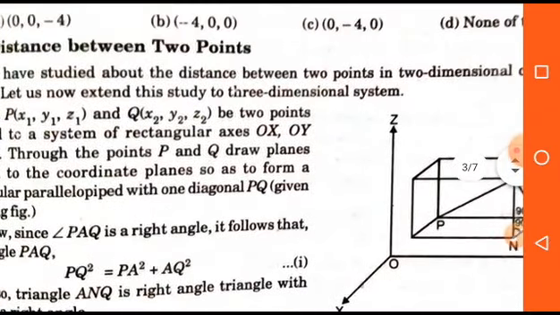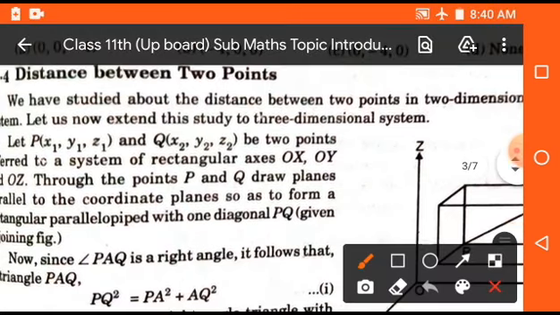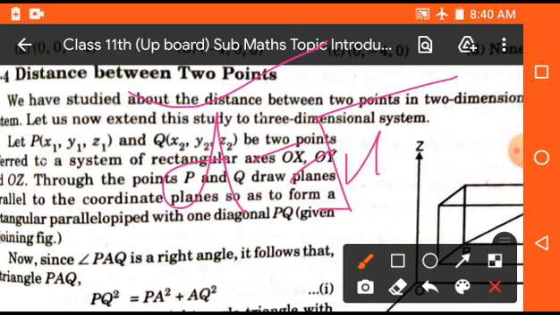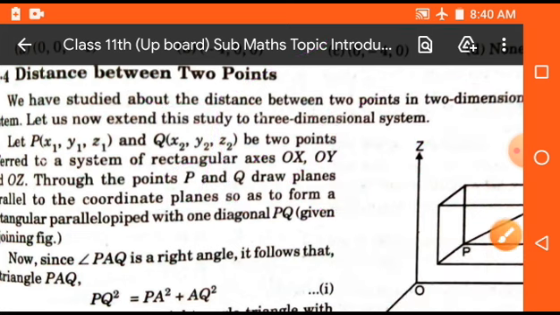Now we will discuss a most important formula, which is related to the distance between two points. As you know, in earlier classes you studied the distance between two points, and that formula was D is equal to the square root of (x2 minus x1) whole squared plus (y2 minus y1) whole squared. But here we will discuss the 3D axes.